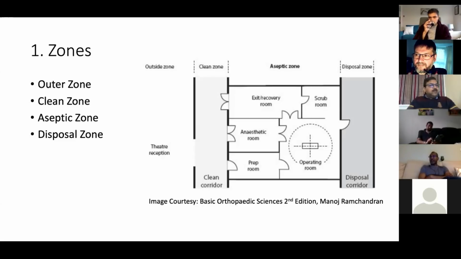The best thing you can mention is that the disposal zone should be cordoned off or kept closed during the period of surgery. It should not be open. Once you have mentioned the zones, the next thing we mention is temperature.